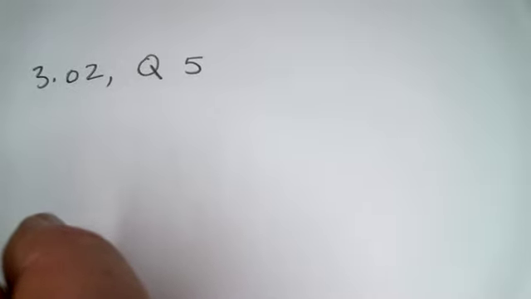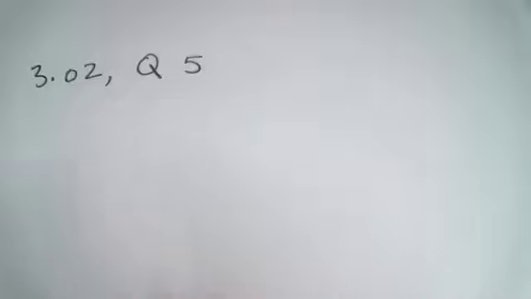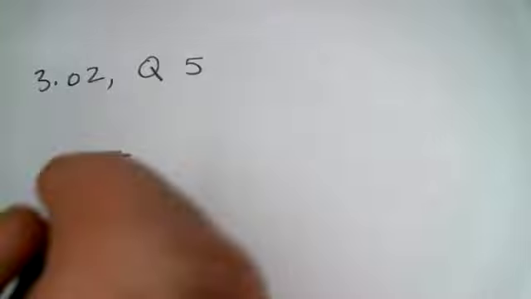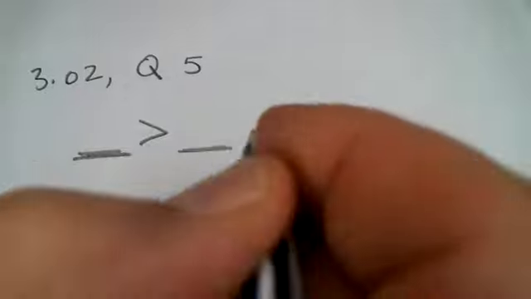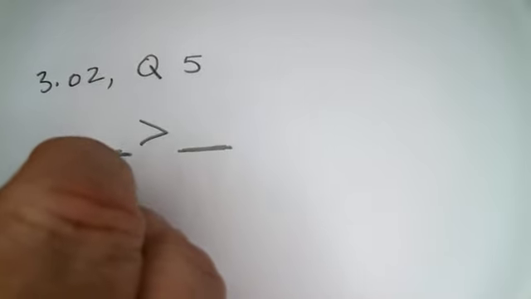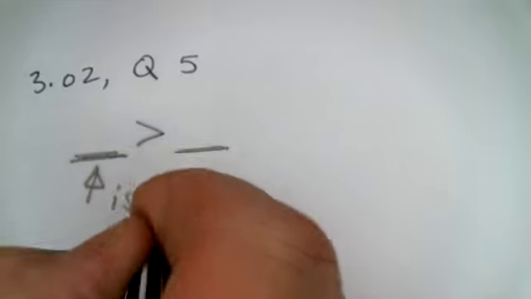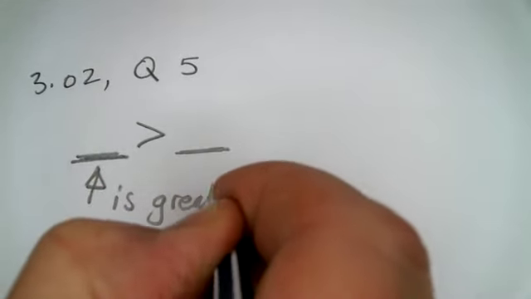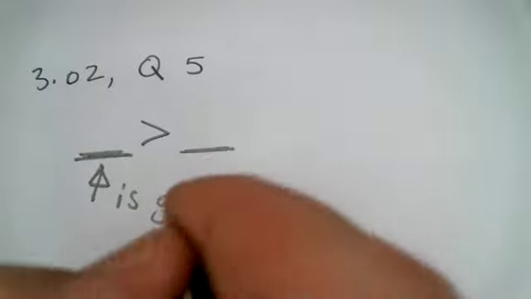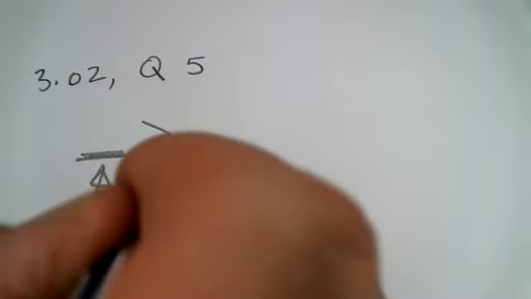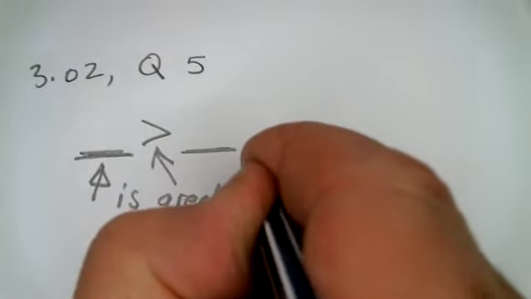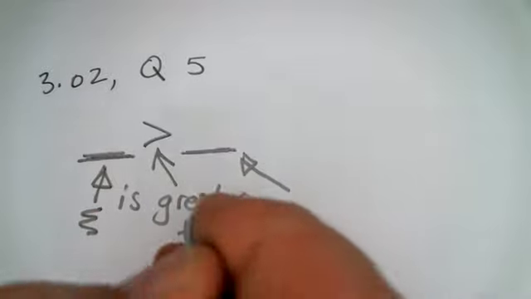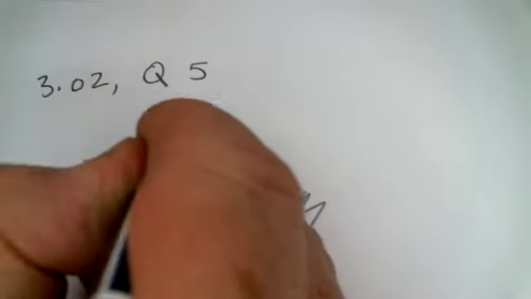Question 5 looks at greater than and less than. And of course, we've got a symbol for this. Normally we say this thing here, whatever that is, is greater than this thing here. That means this thing is greater than this thing. And we have a sign that says it that way.